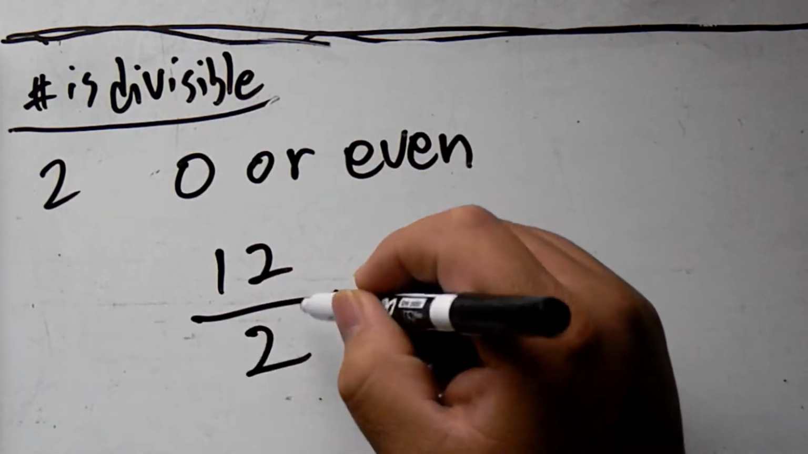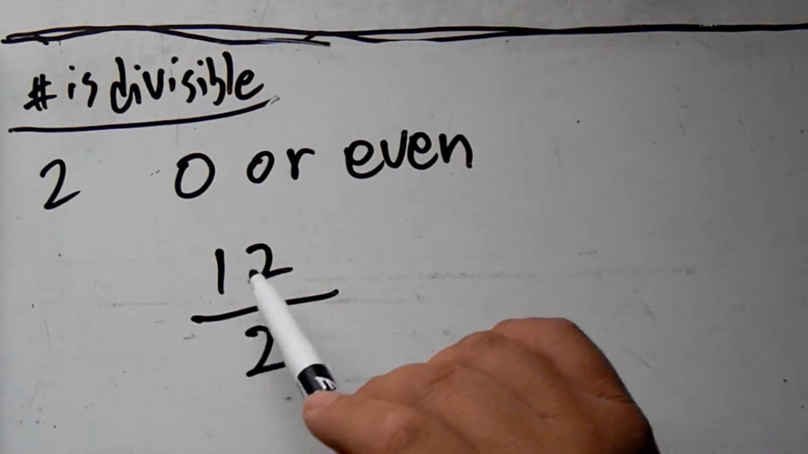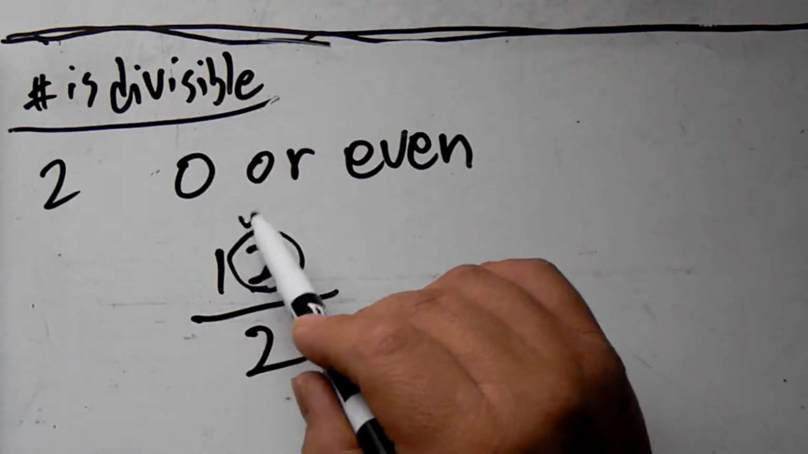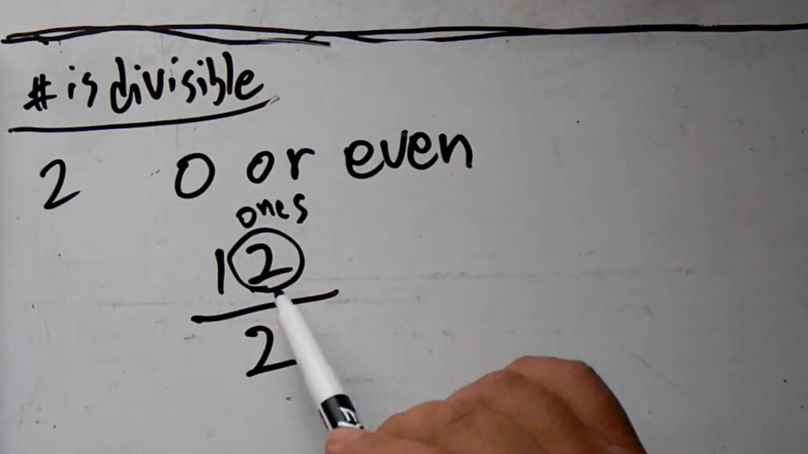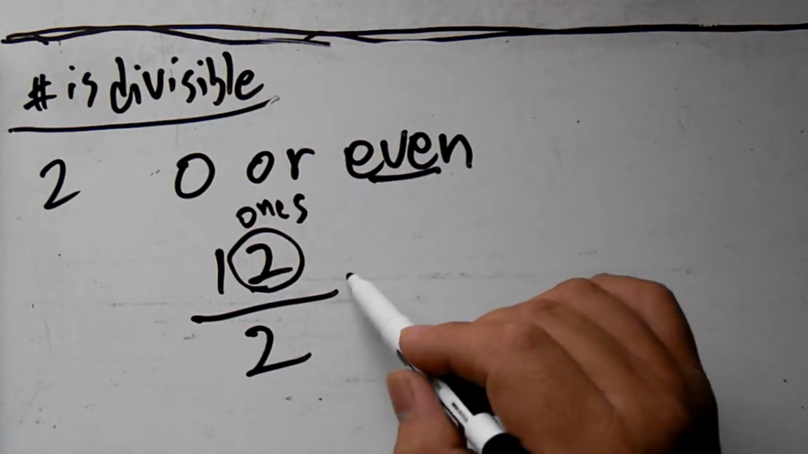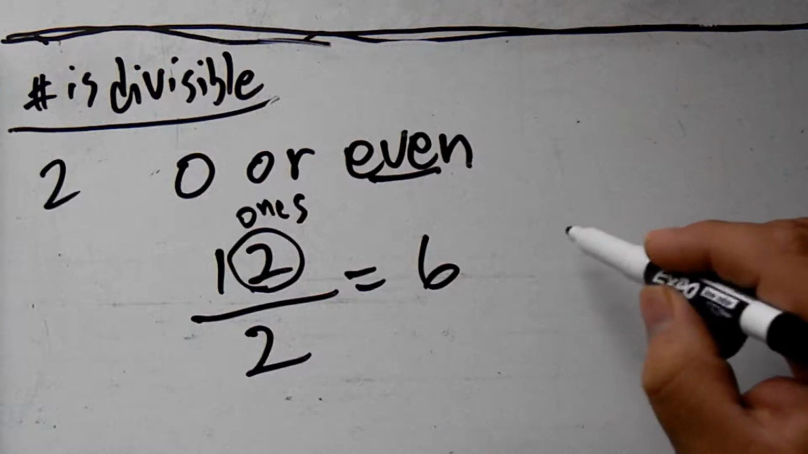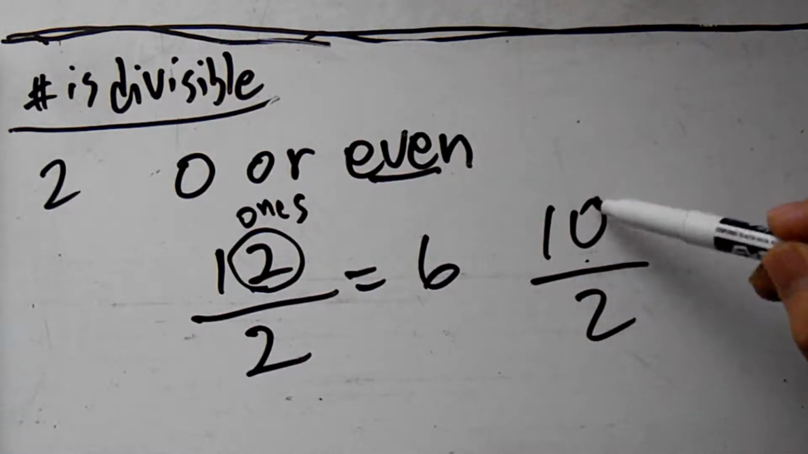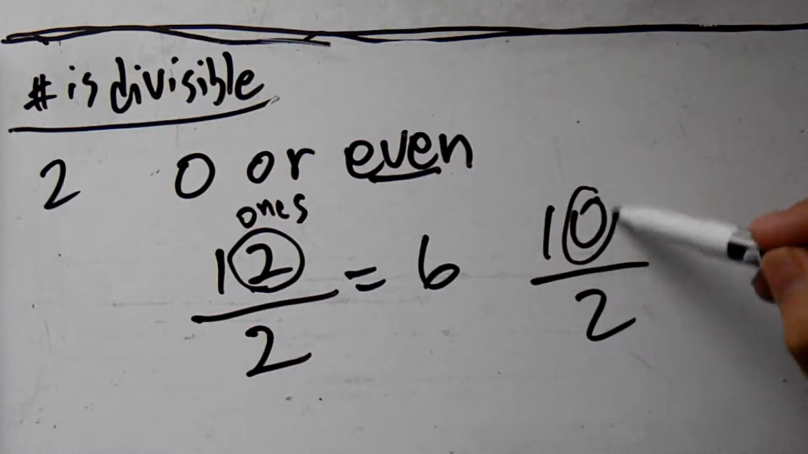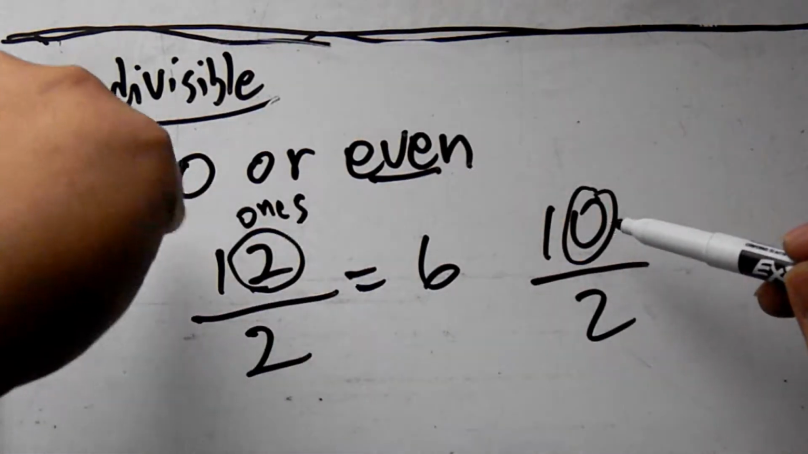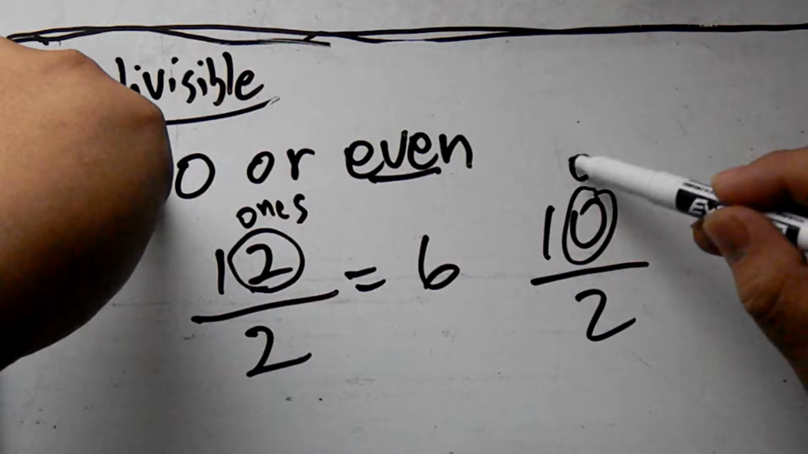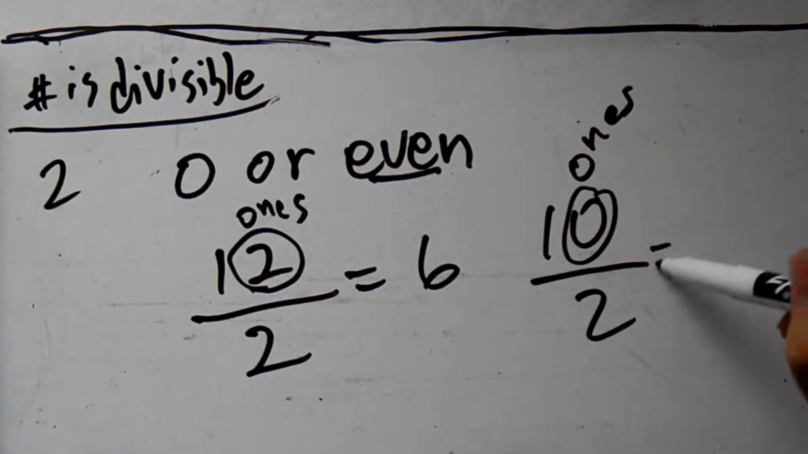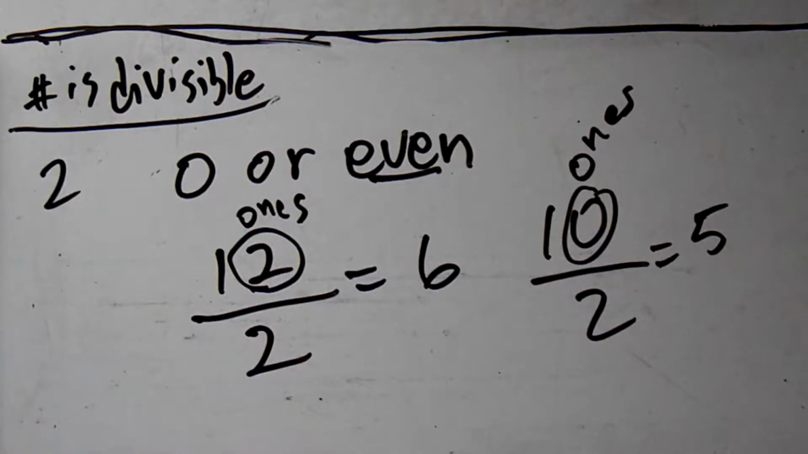12 is divisible by 2 because the number in the ones place is even, and that's 6. We can also look at 10. 10 is actually the other rule: the ones place is a 0. So we know that's divisible by 2.